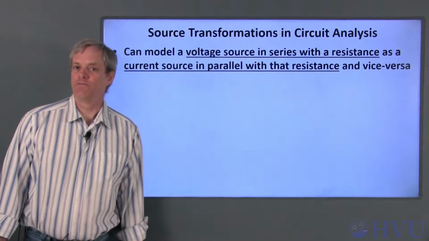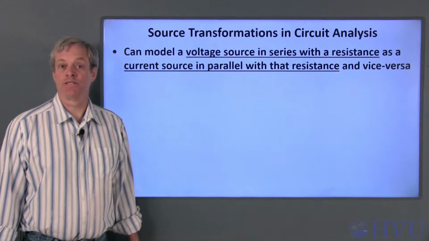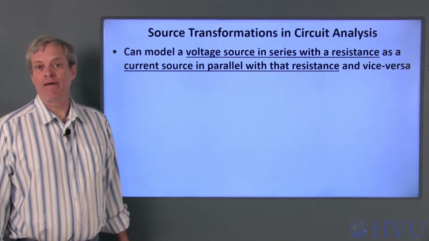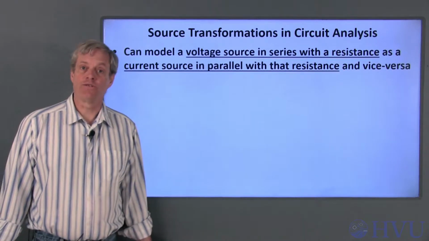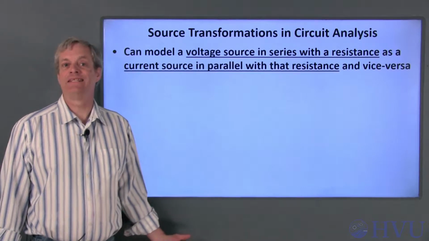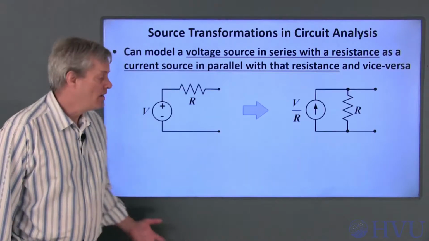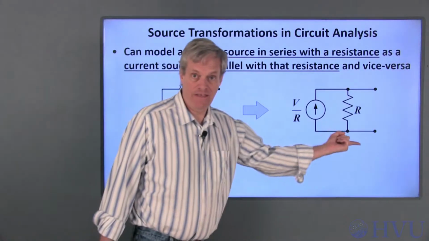A source transformation allows us to exchange a voltage source that's in series with a resistance with a current source in parallel with that same resistance. Likewise, a current source that's in parallel with the resistance can be exchanged for a voltage source in series with that resistance. So this configuration of circuit elements can be converted to this.